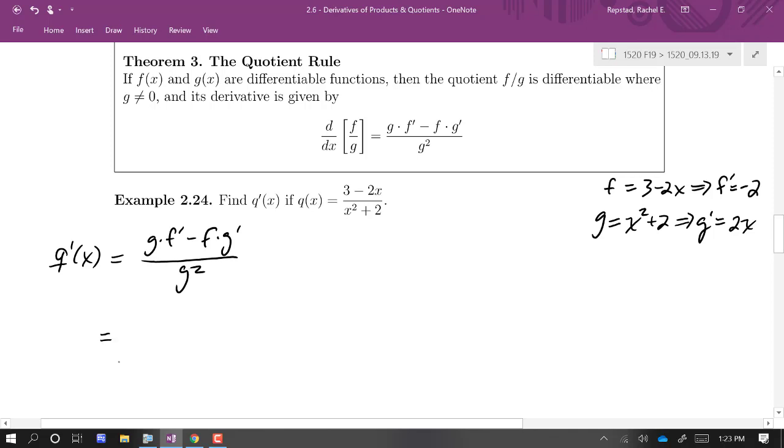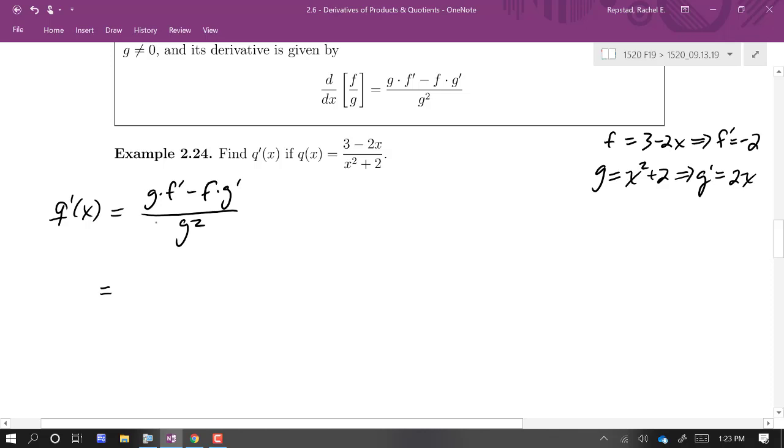And we have the pieces we need, so we're just going to plug them in. G F prime, that's x squared plus 2 times negative 2. And then I'm subtracting 3 minus 2x, there's our F, times G prime, which is 2x. This is all over the square of the denominator.